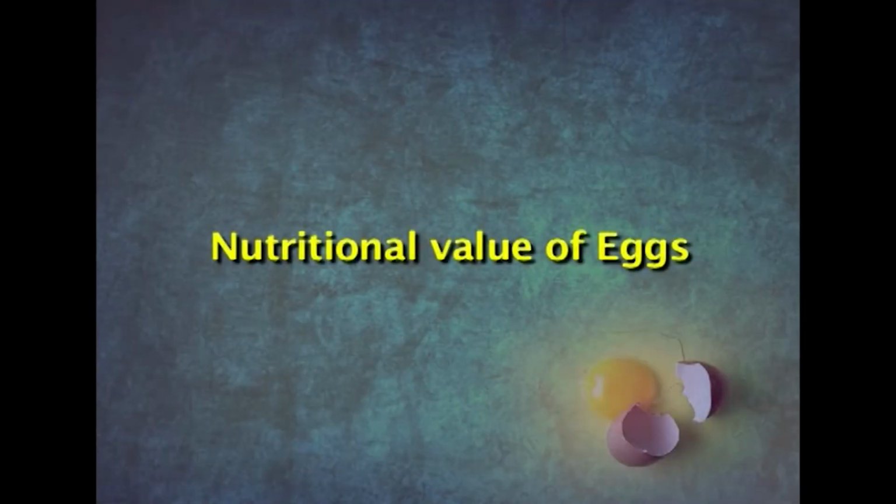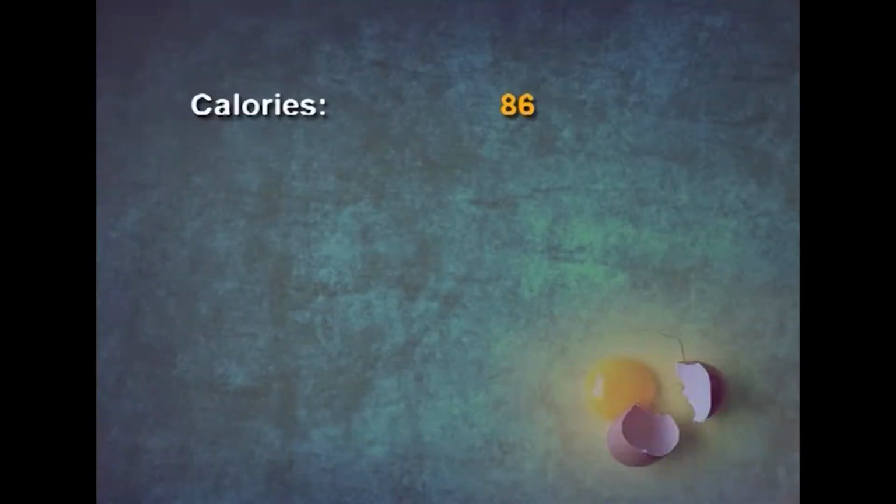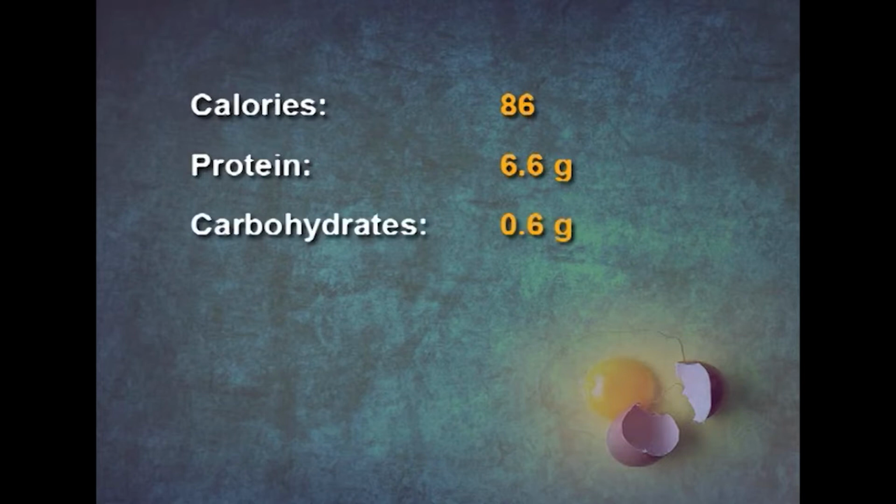Now, the details of the nutritional value of eggs. What I am showing you on the screen with the various components is from the book Nutritive Value of Indian Foods, published by the National Institute of Nutrition. Now, one single egg, which is average, as I said, about 50 to 55 grams, gives about 86 kilocalories, protein 6.6 grams, carbohydrates very less, and total fat is about 6.6 grams, and there are other details.